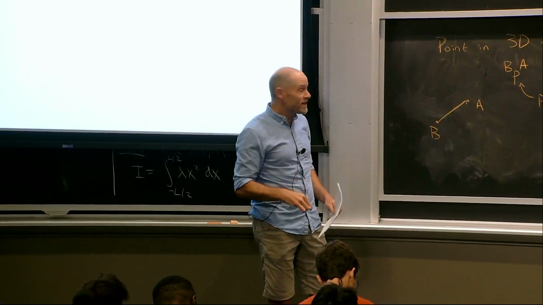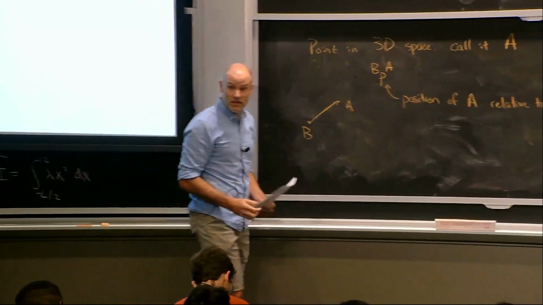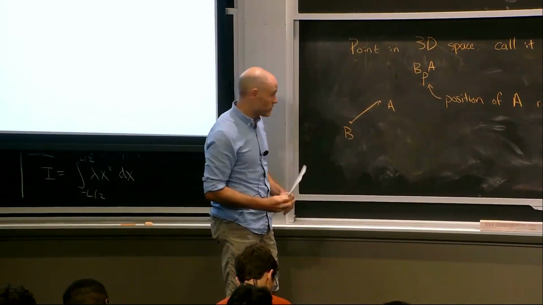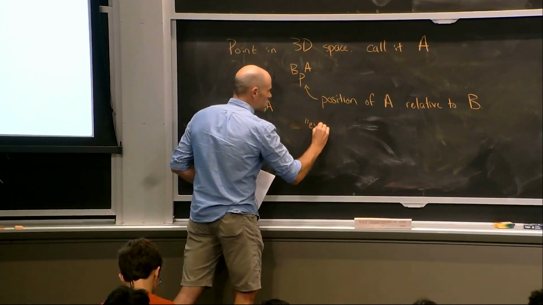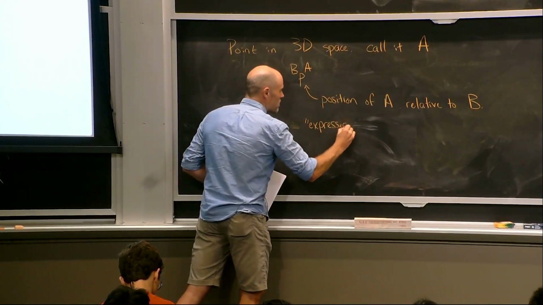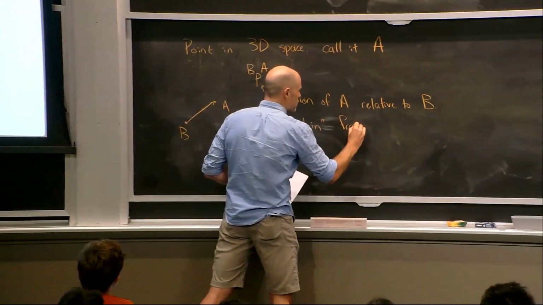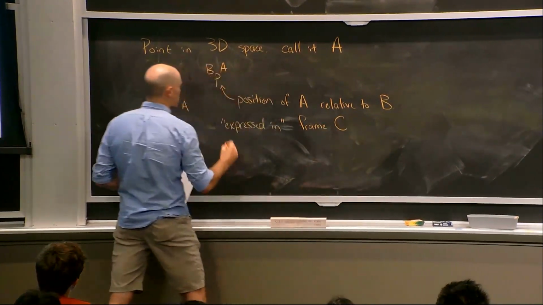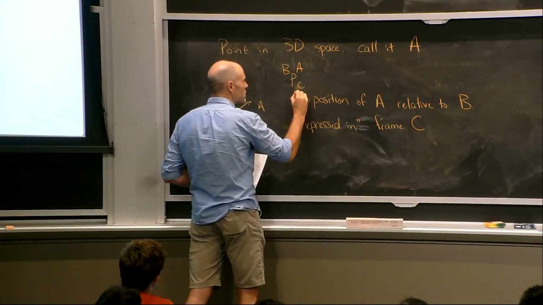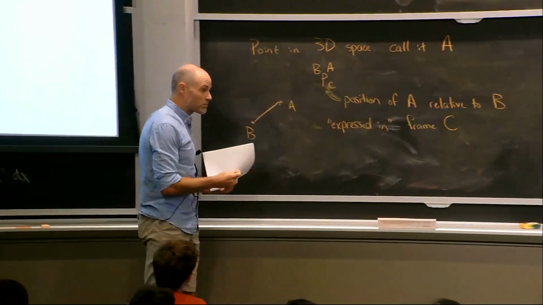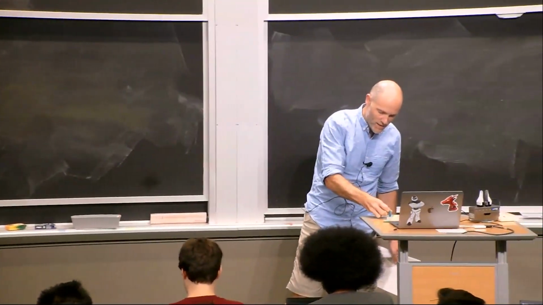But if I need to now write that down in three numbers, I have to somehow choose the frame, the coordinate frame that I'm expressing that in. So I'm going to use a subscript over here for the frame that I'm expressed in, which just tells me what X means, what Y means, what Z means.